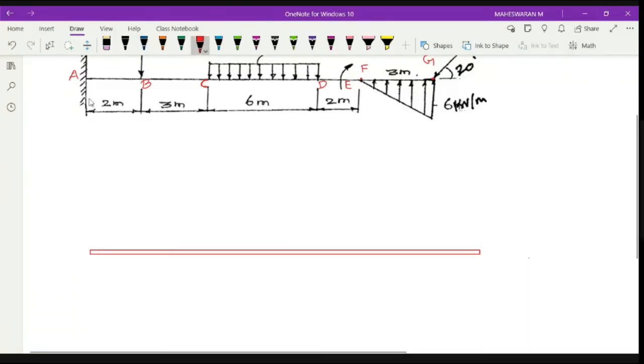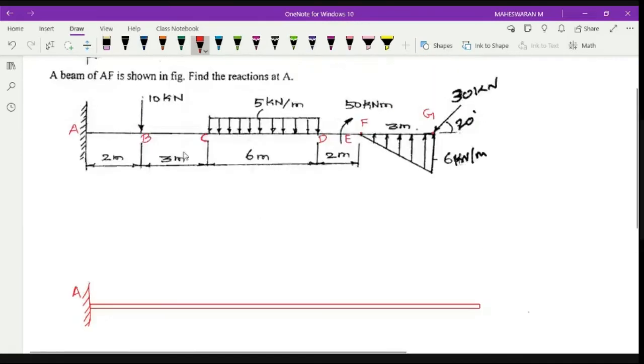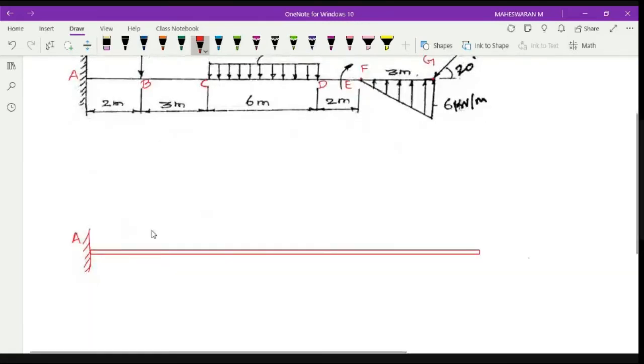Right? So this is my point A, or fixed point. Point B doesn't matter, it's directly applicable, which is 10 kilonewton. I'll directly test 10 kilonewton. And the distance is 2 meters. This is my point B. Point C is here.